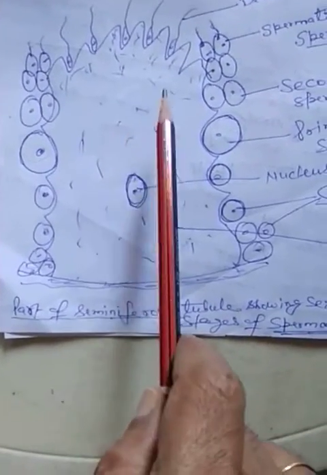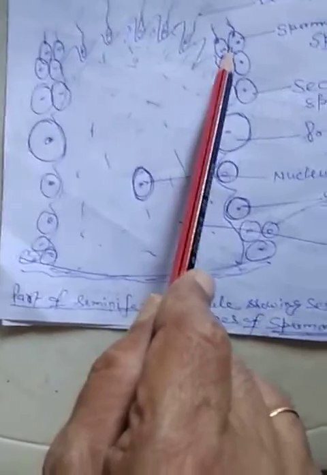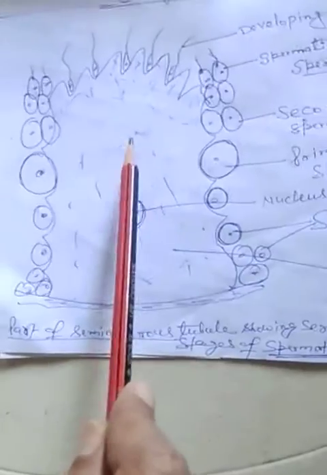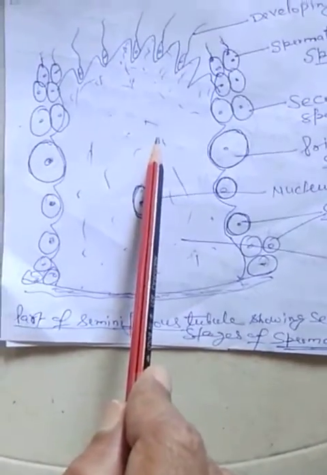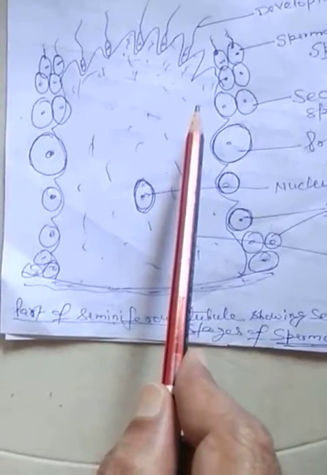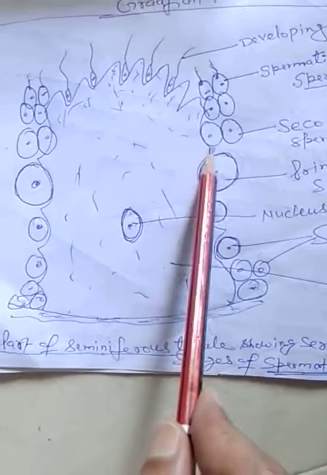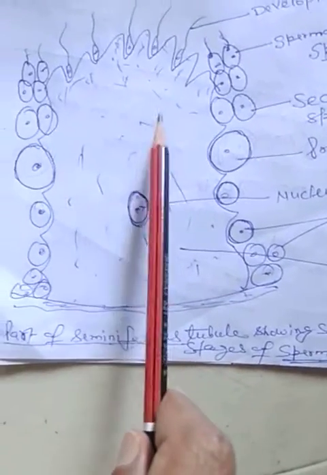First of all, they provide nourishment as well as the factors which are responsible for the differentiation of spermatids into spermatozoa. The Sertoli cells also produce the androgen binding protein. The androgen binding protein binds with testosterone and increases the concentration of testosterone in the seminiferous tubules or in the testis. That testosterone also stimulates the spermatogenesis process.